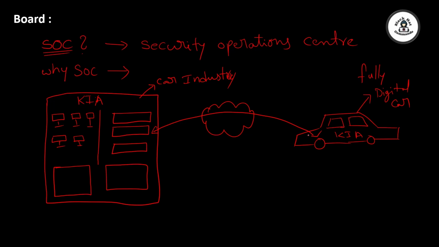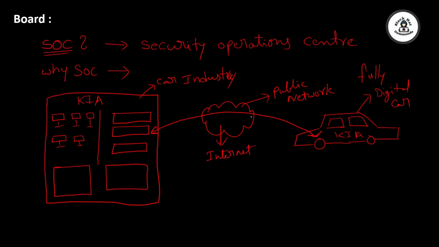So this car is internally connected to this car industry called Kia. Their servers will start replying to this car. When this car is started, it will fetch the details of whether the user has been authenticated or not. All the details are transferred through a public network, which is called the internet.